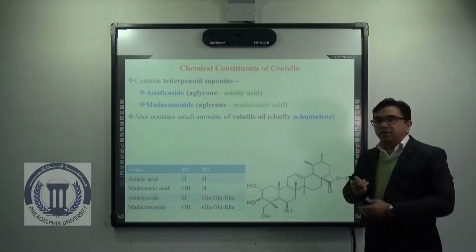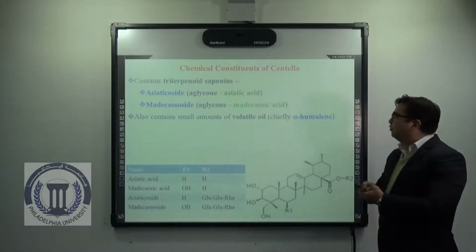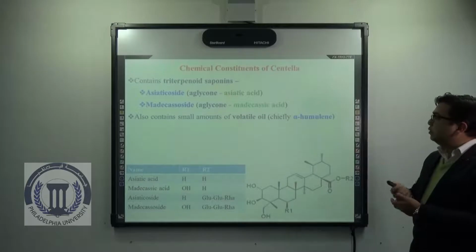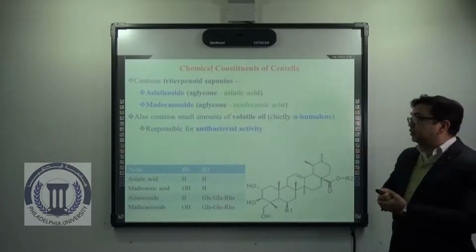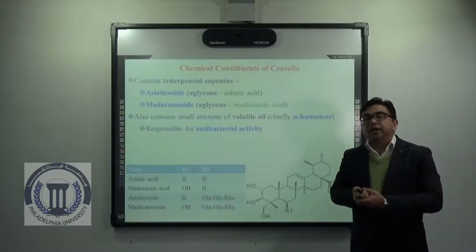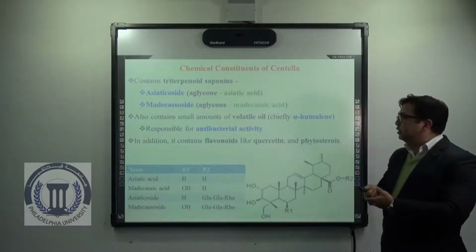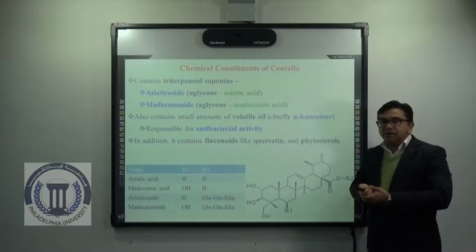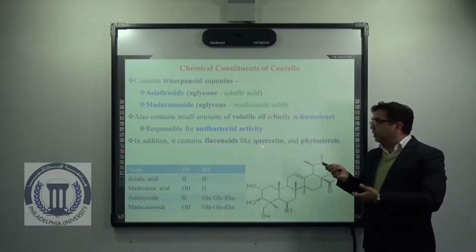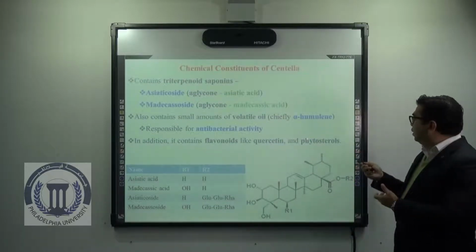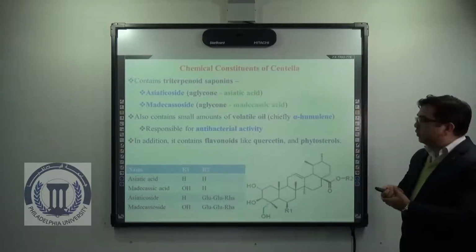They also contain a small amount of volatile oil, chiefly alpha humulene, which is found to be responsible for the antibacterial activity of this species. In addition, Centella species also contain flavonoids like quercetin, which is highly antioxidant in nature, and phytosterols are also found to be present.